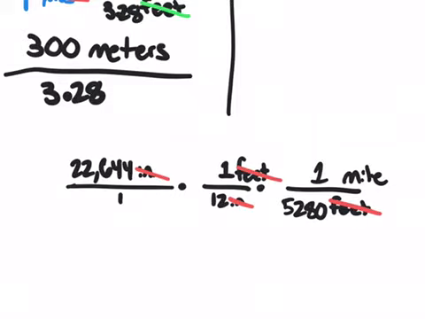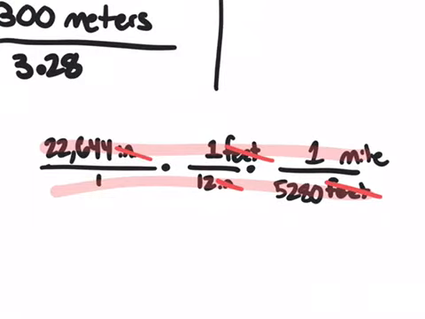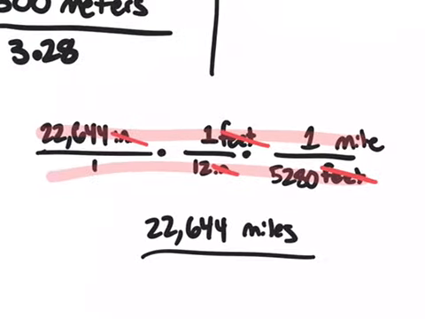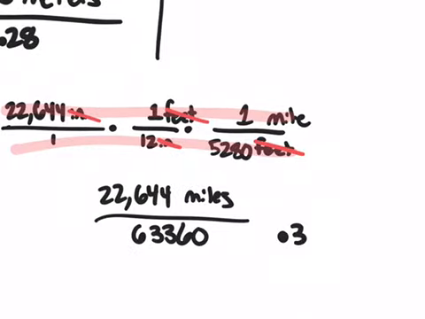We will multiply across here in both the numerator and the denominator. In the numerator, we'll be left with 22,644 miles, divided by, in the denominator, 1 times 12 times 5,280. When we divide those two, we get 0.357, so I'm going to round that to 0.36 miles.